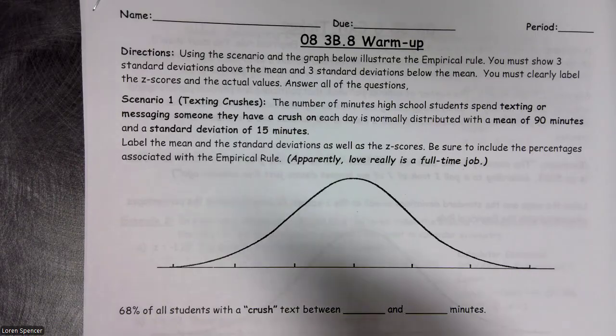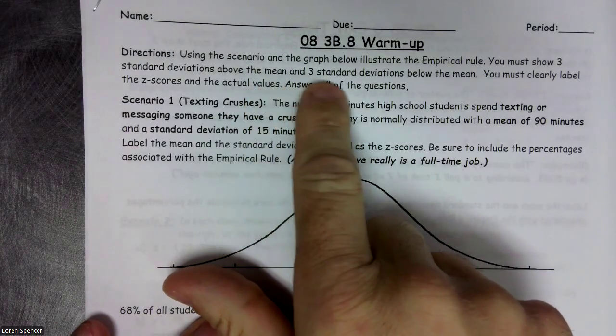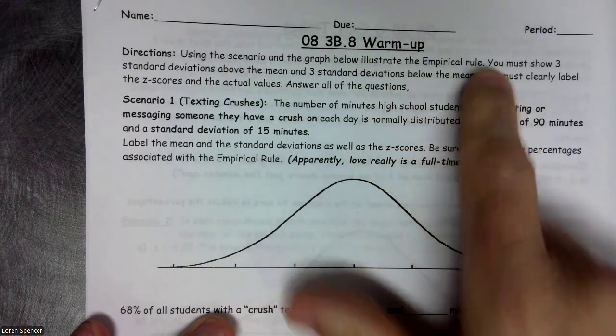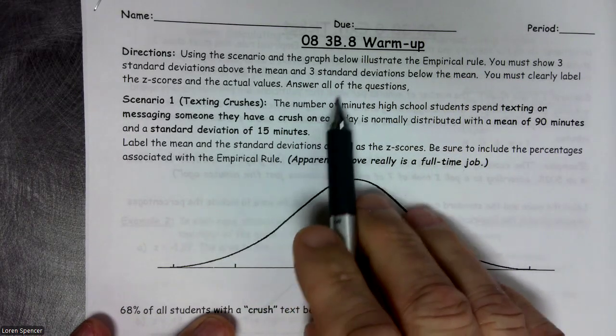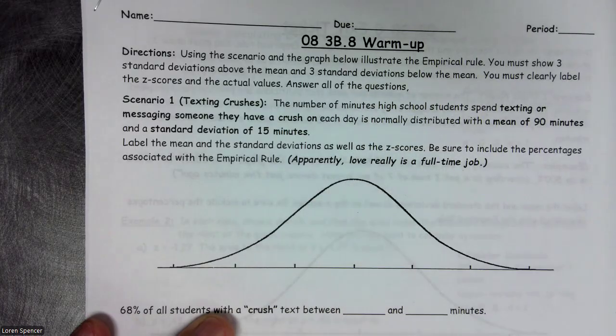So, let's talk about the directions. Use the scenario in the graph below to illustrate the empirical rule. You must show three standard deviations above the mean and three standard deviations below the mean.